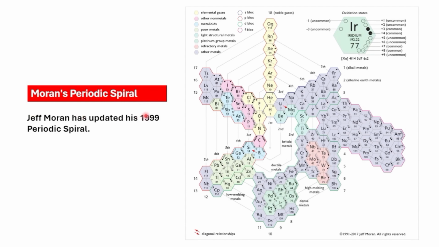Next one is Moran's periodic spiral. Jeff Moran has updated his 1999 periodic spiral, and it looks like this. Now how does it work? You see hydrogen is here, then helium, then lithium, beryllium. Then you have to find the boron, and you can see boron is here. Boron, carbon, nitrogen, oxygen, fluorine.